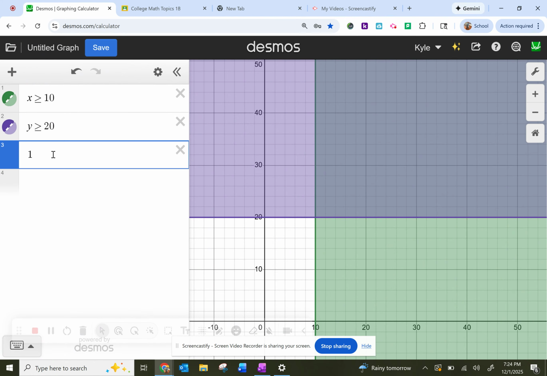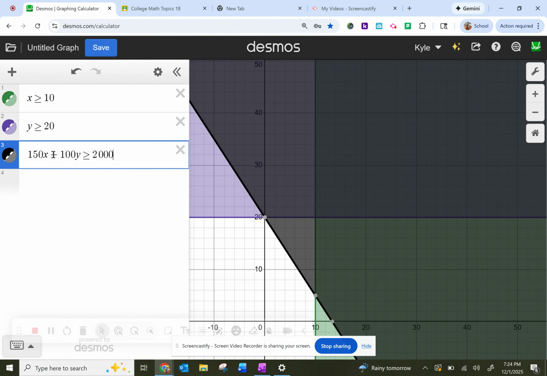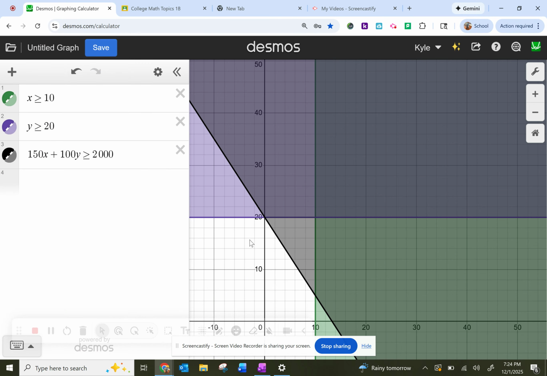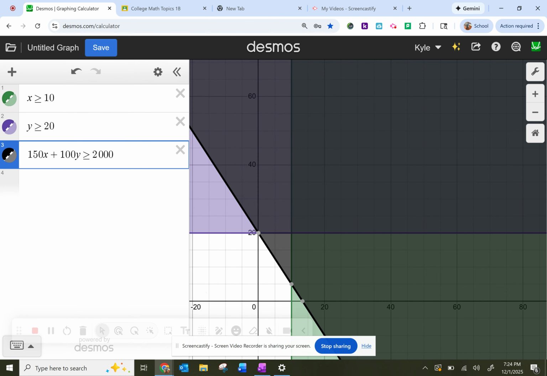And finally, I'm making $150 for each surfboard sold, plus I'm making $100 for each wakeboard sold. And that needs to be at least, so again, greater than or equal to the $2,000. So to find a solution here, it's got to be in this black shaded region, purple shaded region, and green shaded region. So really, that's just anywhere in this top right corner. Okay? So that's where all my solutions live.